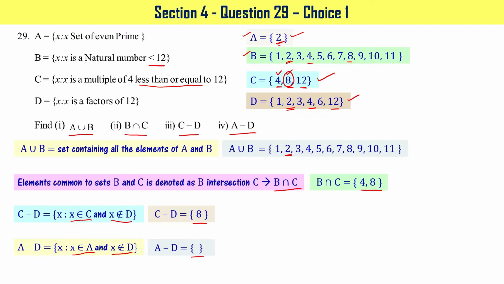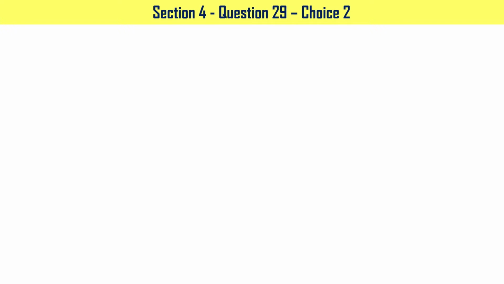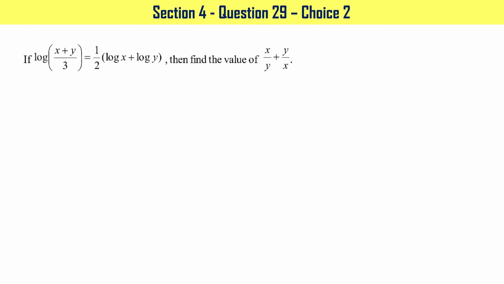This is what we are asked to find. Now let's go to the next question, that is choice 2 of question number 29. If log (x plus y) divided by 3 equal to half log x plus log y, then find the value of x by y plus y by x.